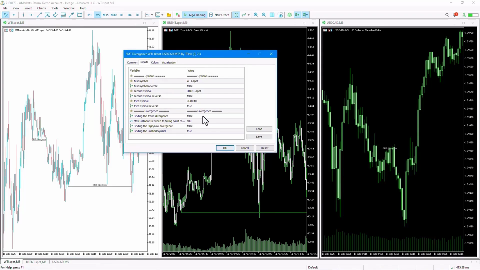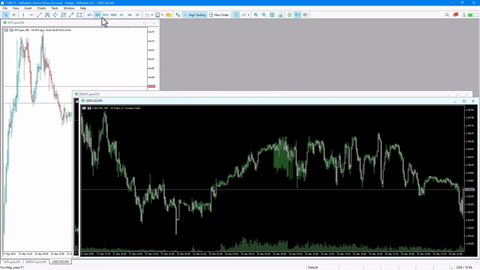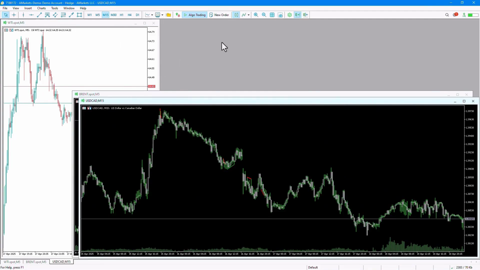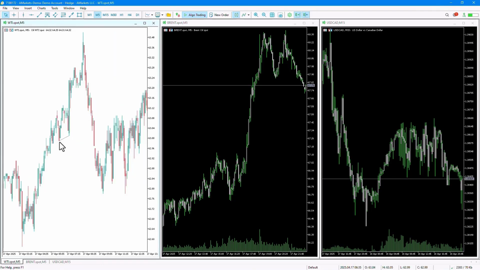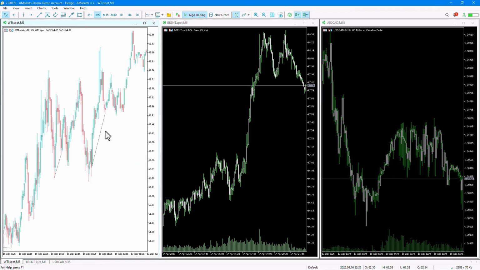In the next section, we can enable or disable the display of trend divergences. And here I disable the SMT divergence mode, which is labeled as behind the symbol. Here, I enable the trend divergence mode here. I switch to the 15-minute time frame. For example, in this section.